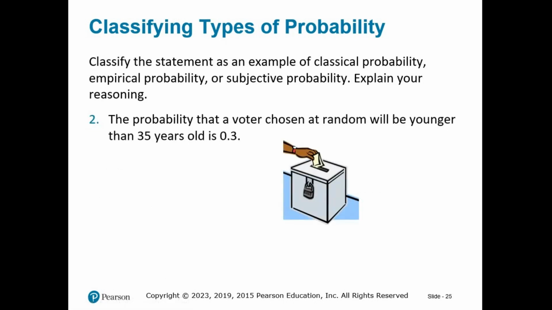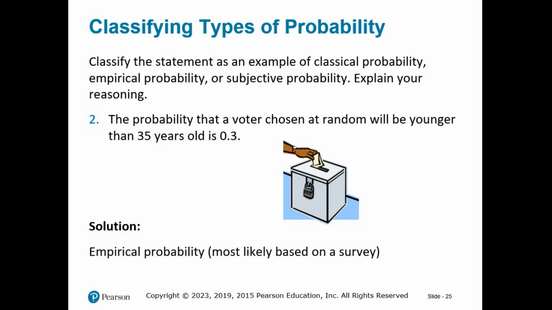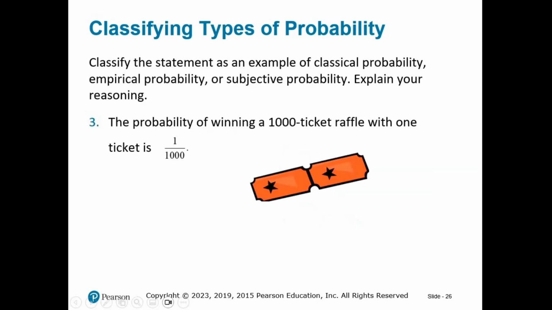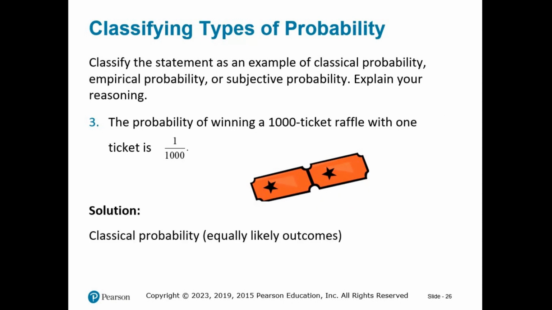Number 2, the probability that a voter chosen at random will be younger than 35 years old is 0.3. This statement is most likely based on historical survey data or voting records. That makes it an empirical probability. And you can probably guess the last. Number 3, the probability of winning a 1,000-ticket raffle with one ticket is 1/1,000th. Assuming that all the tickets are equally likely to be drawn, and knowing the raffle has exactly 1,000 tickets, this probability is classical, 1 out of 1,000.